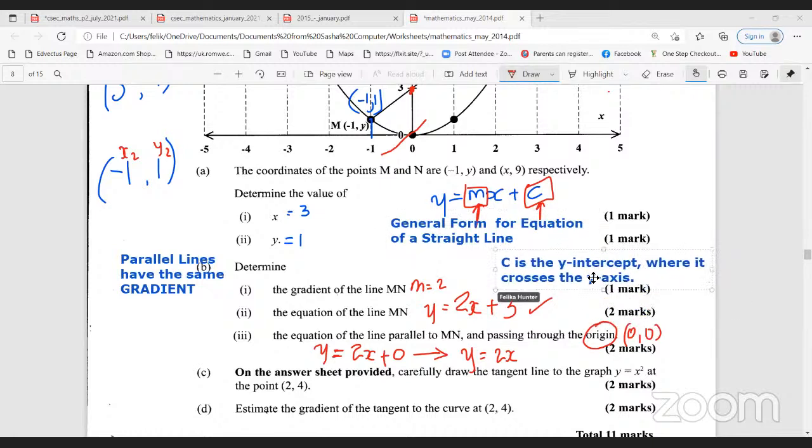All right, so the next part says on the graph, on the answer sheet provided, carefully draw the tangent to the graph y equal x squared at the point 2, 4. So when we draw the tangent to the graph at the point 2, 4, what do we know about tangent? Coming from circle, when you did circle and we taught you about parts of a circle, what do you remember about a tangent? Let's see if the person on YouTube will tell me the answer before you. What do you know about tangent?